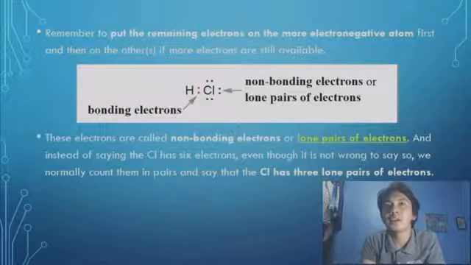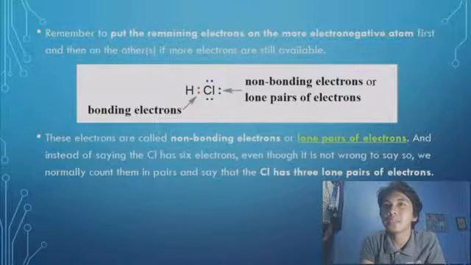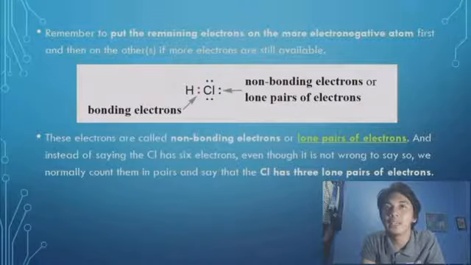As you can see here, we have 2 red dots, and this represents the bonding electrons. And we have the blue dots here. These electrons are called non-bonding electrons or lone pairs of electrons. And instead of saying the chlorine has 6 electrons, even though it is not wrong to say so, we normally count them in pairs and say that the chlorine has 3 lone pairs of electrons.